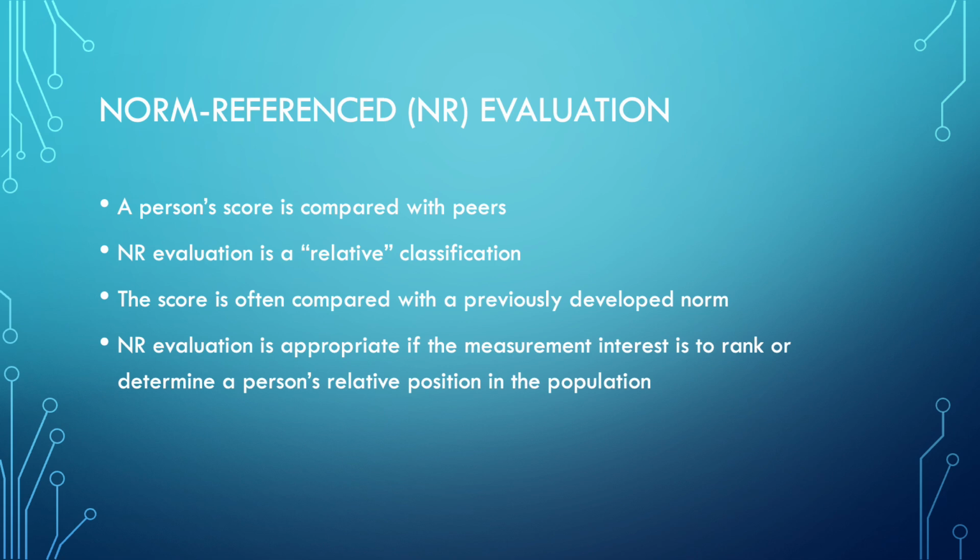As we've discussed previously, norm-referenced is a person's score compared to peers. Sometimes norm-referenced is abbreviated as NR. So now we're looking at that evaluation component. A norm-referenced evaluation is a relative classification. This is when the score is often compared to a previously developed norm. We want to use this when we want to determine a person's rank or position within a population.